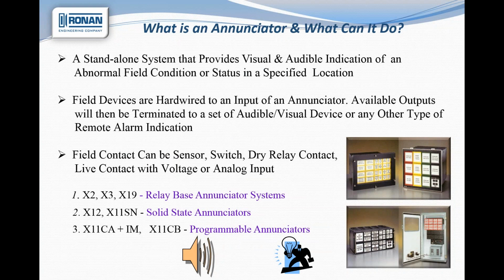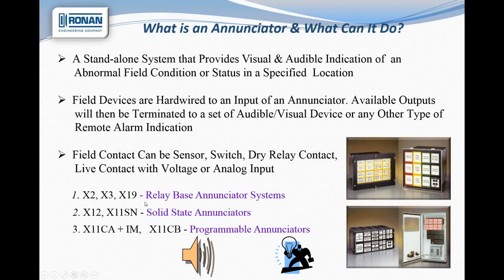So an Annunciator is a standalone system providing visual and audio indication for abnormal field conditions or status in a specific location. Your field devices are hardwired into the input, so you don't have to rely on the DCS or PLC system. If that was to go down, this is by itself. There are outputs available to provide audiovisual and remote alarms as well.